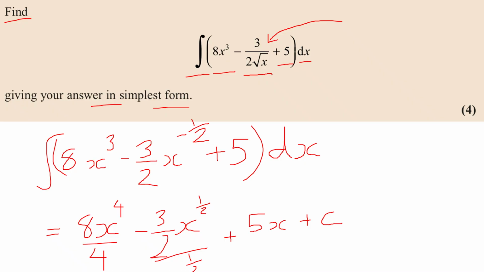So we're going to have 8 over 4 makes 2, so we have 2x to the power of 4. Then we have minus 3 over 2, or minus 3 halves, and I'm dividing it by a half. Dividing by half is the same as doubling it, so times it by 2, so that becomes minus 6 over 2, so it becomes minus 3x to the power of a half, plus 5x plus c. And that, guys, is how we do integration. Hopefully that makes sense.